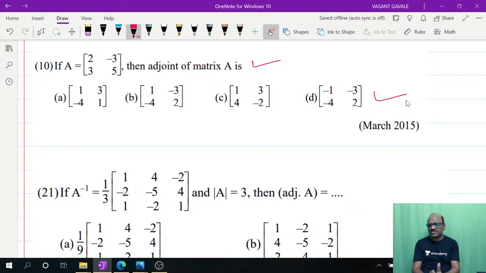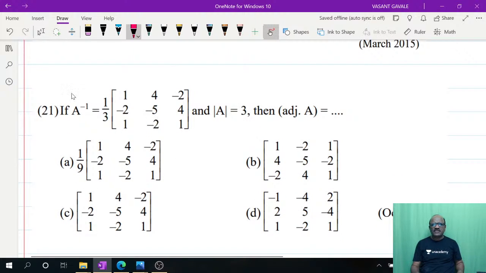म्हणून मॅट्रिक्स हे चॅप्टर अतिशय सोपं आहे, त्यामध्ये तुम्हाला पूर्ण मार्क्स इथे मिळू शकतात. ॲडजॉइंट फाइंड आउट करायचं आहे, त्यावरून इनवर्स फाइंड आउट करायचं आहे. Find the inverse of a matrix by using the transformation method. Only these questions are here. Next question, if A inverse is equal to 1/3 of 1 4 minus 2, minus 2 minus 5 4, 1 minus 2 1 and the determinant of A is equal to 3, then what is the adjoint of A? This type of questions are asked in the board examination.